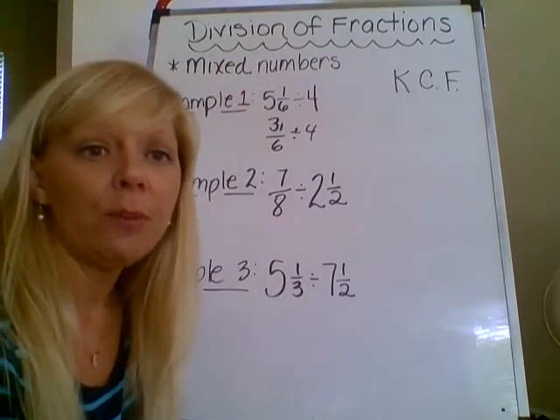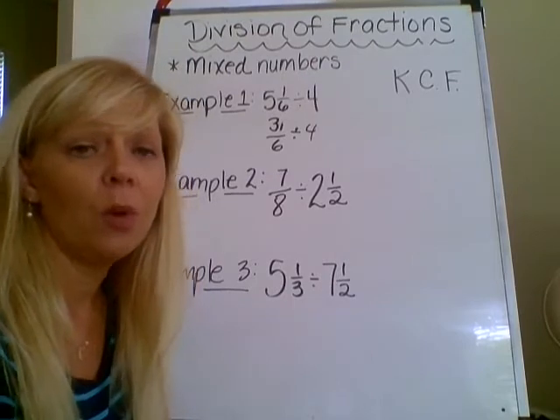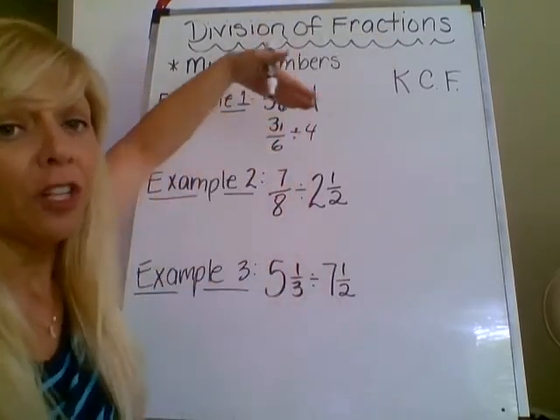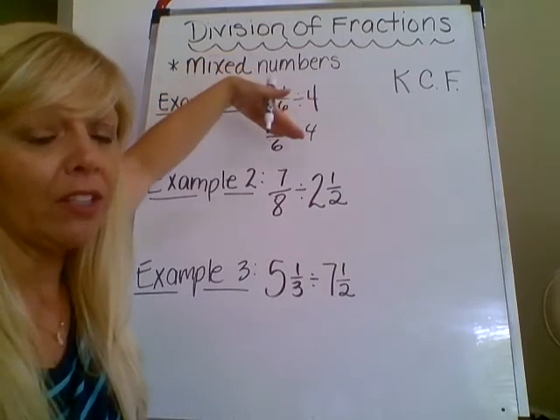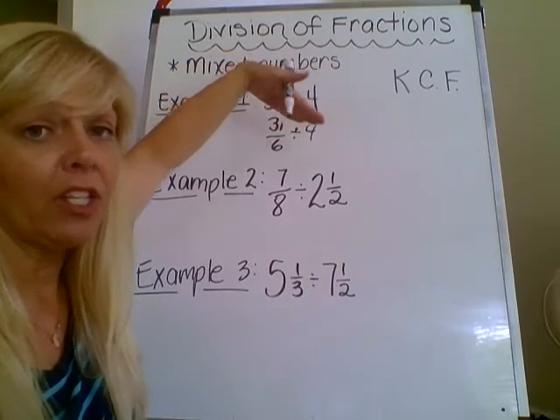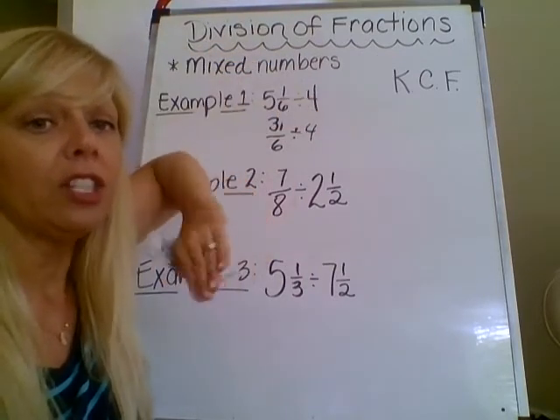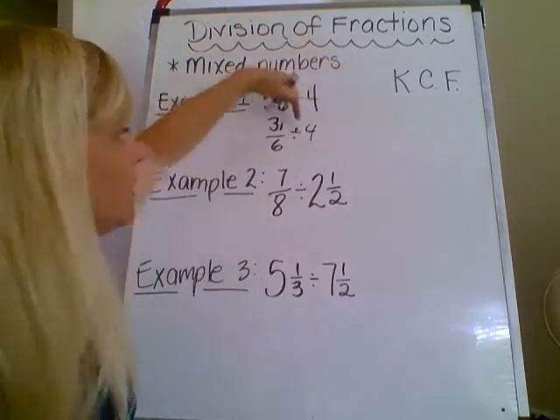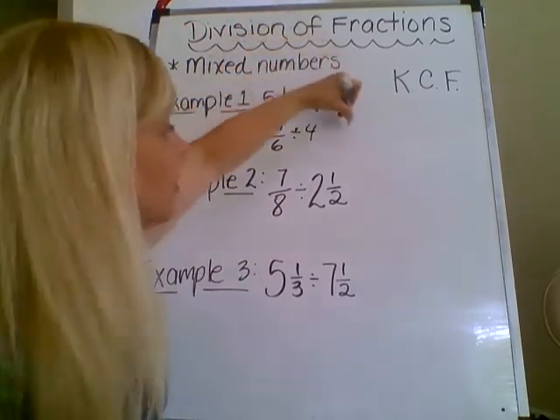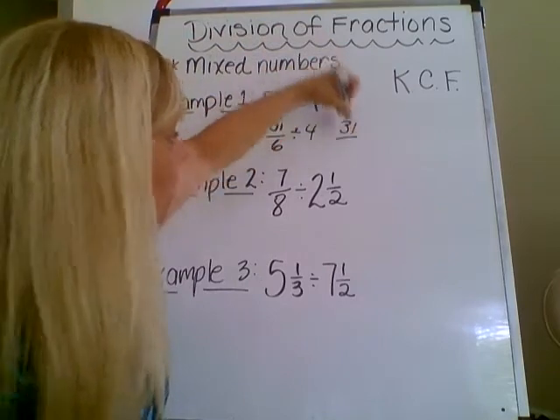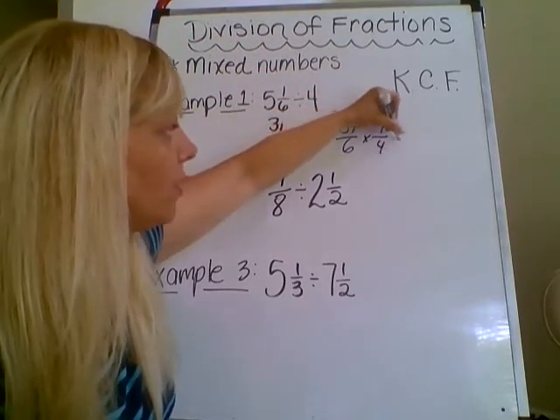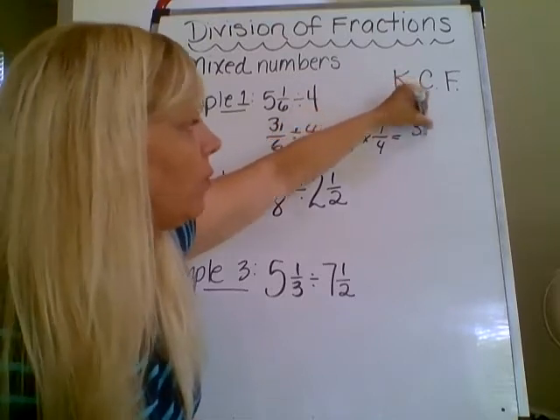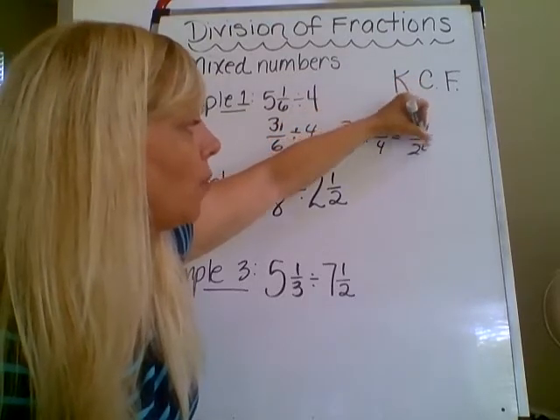And then I need to go through my keep, change, flip in order to multiply and finish off my division. So I'm going to keep the 31 over 6, and I'm going to change my operation to multiplication, and then I'm going to take my 4 and change that into 1/4, because remember this means 4 over 1. So 31 over 6 times 1/4 becomes 31 over 24.